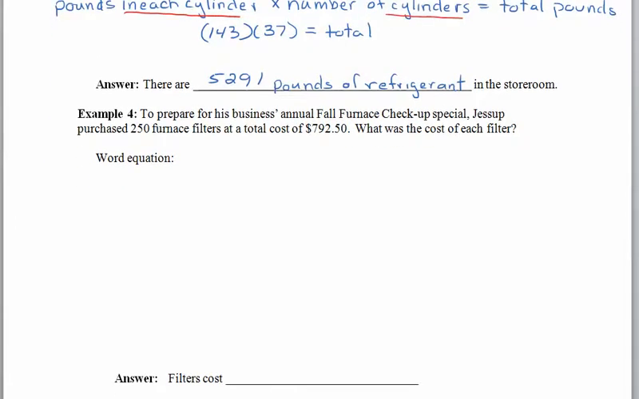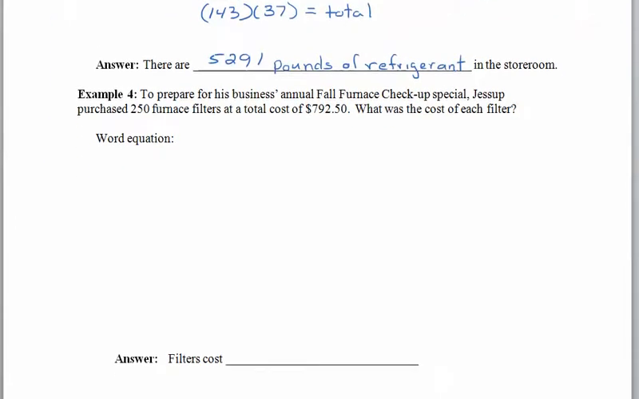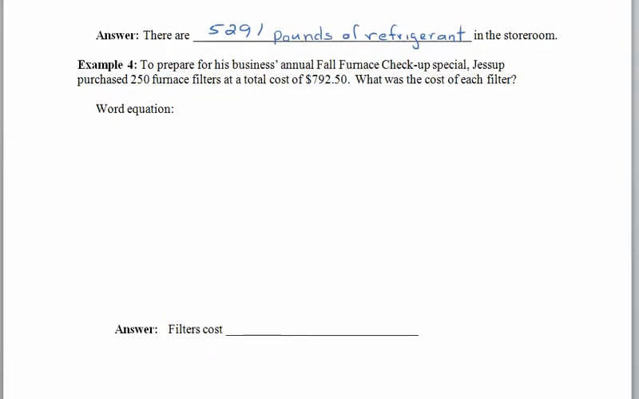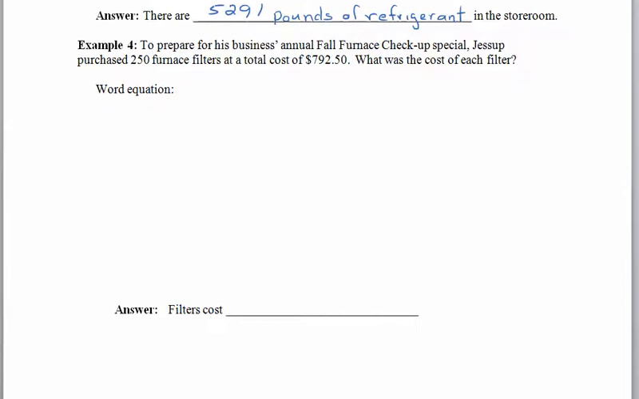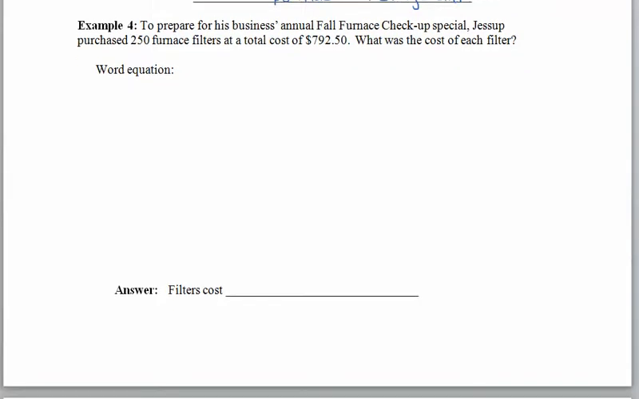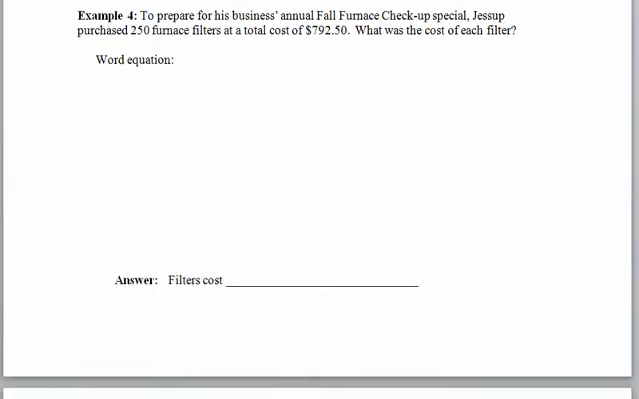To prepare for his business's annual fall furnace checkup special, Jessup purchased 250 furnace filters at a total cost of $792.50. And we'd like to know what is the cost of each filter. Again, the first thing we want to do is recognize the repeated addition. Cost of one filter plus the cost of the other filter plus the cost of the next filter plus the cost of the next filter, and all those costs are the same. We're just adding the same number over and over and over again.